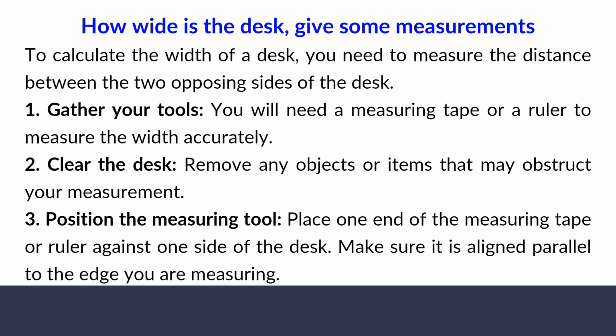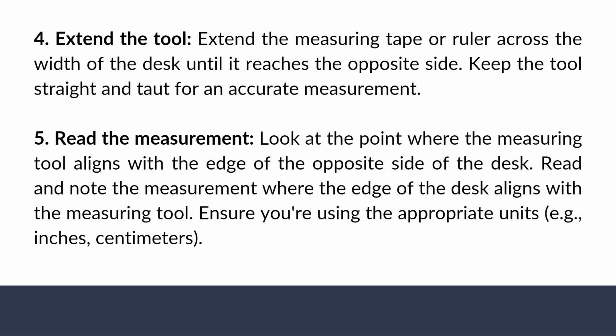Remove any objects or items that may obstruct your measurement. Position the measuring tool. Place one end of the measuring tape or ruler against one side of the desk. Make sure it is aligned parallel to the edge you are measuring. Extend the tool. Extend the measuring tape or ruler across the width of the desk until it reaches the opposite side. Keep the tool straight and taut for an accurate measurement.